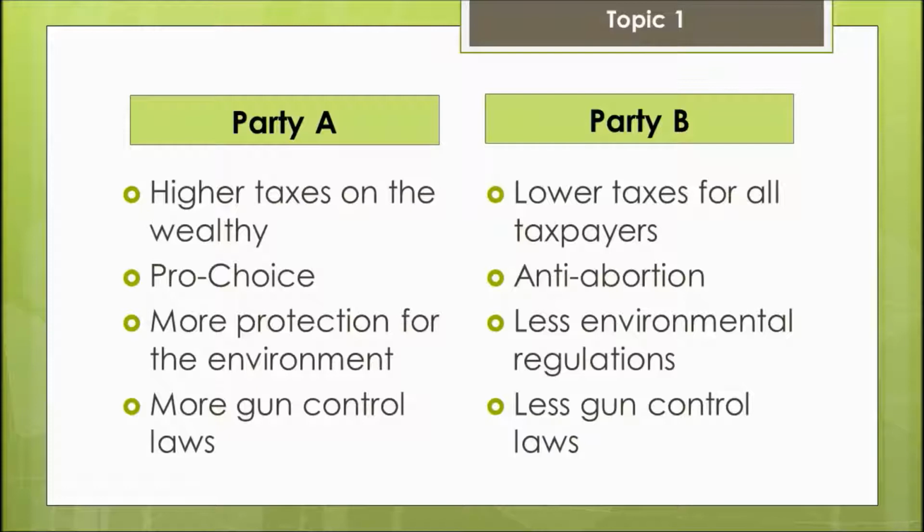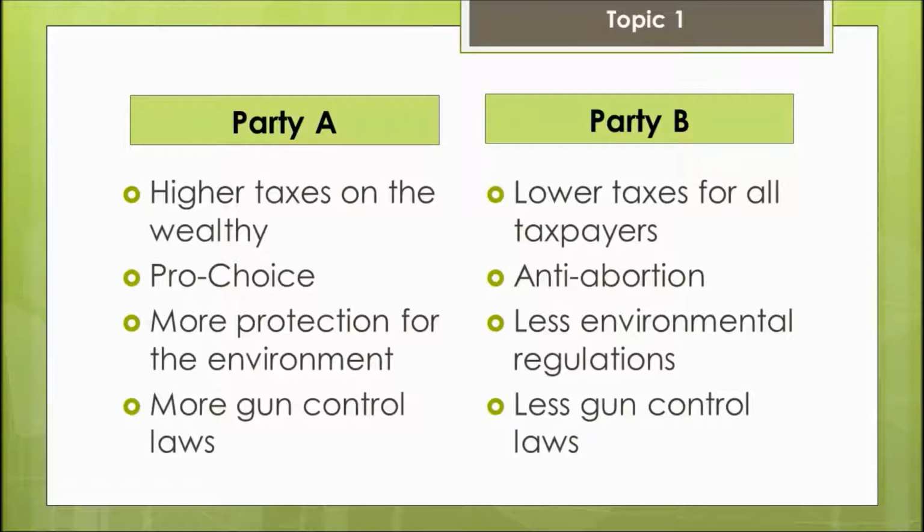Party B, on the other hand, wants lower taxes for all taxpayers. They are usually anti-abortion, or at least some stage of abortion. They want less environmental regulation. This means that basically they think businesses need freedom to avoid some of the environmental protections, or that they go too far. And finally, they want less gun control laws. They think that people are intelligent enough to know how to deal with their own guns.